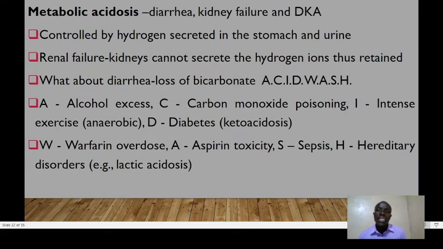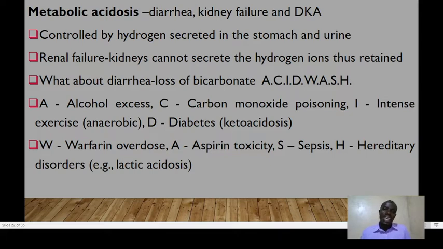For example, the metabolic acidosis. So metabolic acidosis, this is acidosis. Remember what causes acidosis? It's either carbon dioxide or hydrogen ions. Picture an example where somebody is undergoing diarrhea. It means they are going to remove excess bicarbs. And when you remove more bicarbs, you make the condition to be more acidic. Or renal failure, where the body fails to secrete hydrogen ions. So it means hydrogen ions are going to be retained. And when hydrogen ions are retained, the condition is going to be acidic because of a more acidic environment.